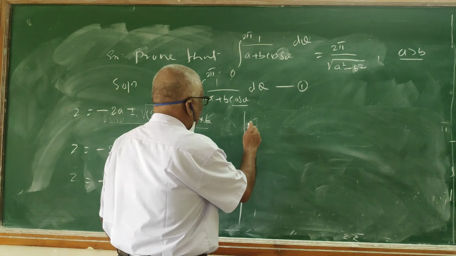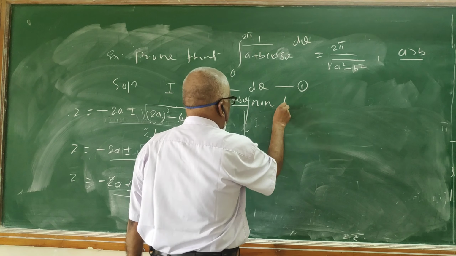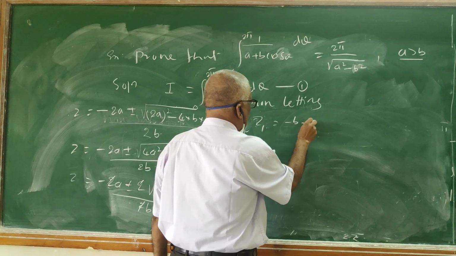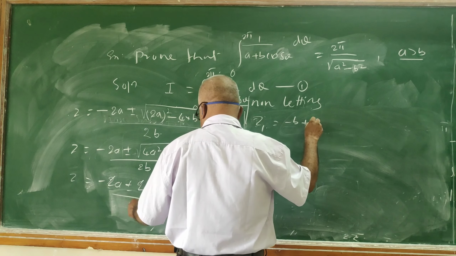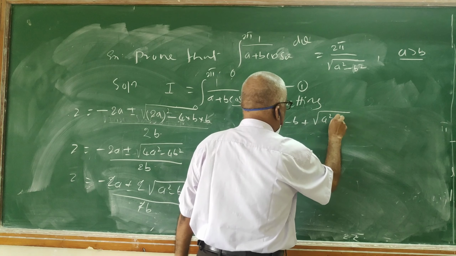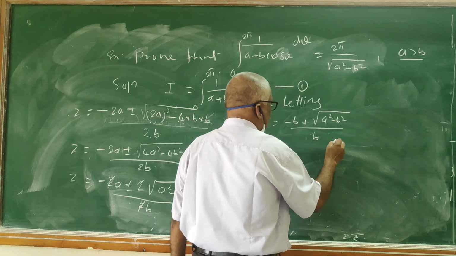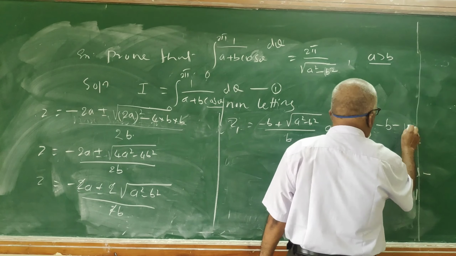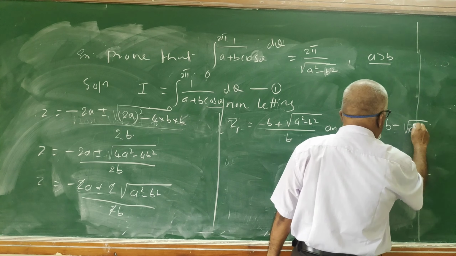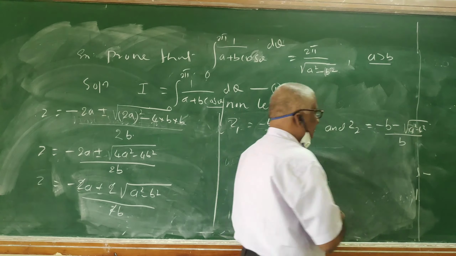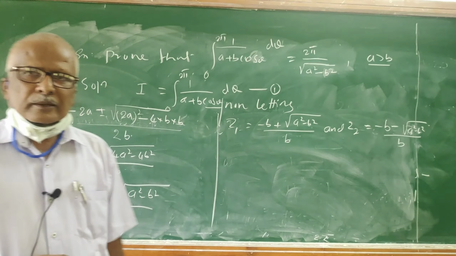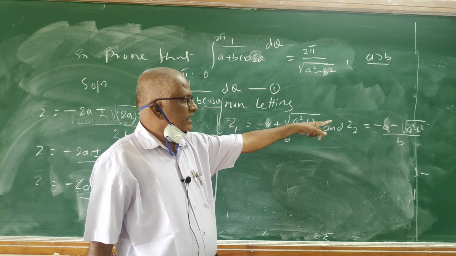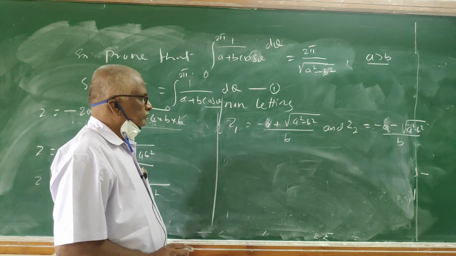What happens here? Because our quadratic equation always has 2 roots, letting z1 equal to minus a plus square root of a square minus b square divided by b, and z2 is equal to minus a minus square root of a square minus b square divided by b.